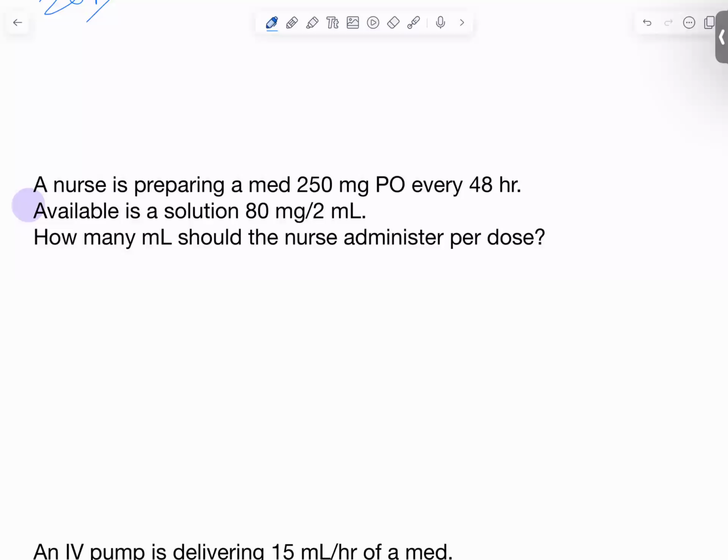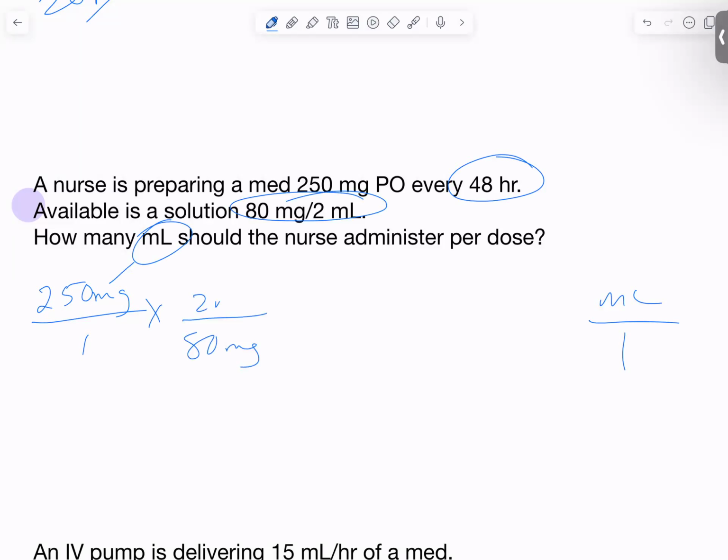All right. So I found my own transcription error. Yes, it's 6.3 milliliters. So the doctor ordered 250 milligrams. That's my given. We're going to give that to the patient every 48 hours, every 2 days. I'm going to put that over 1, and it's asking us to solve for milliliters. So I've got to get rid of milligrams, and that's easy enough. It's right in my problem. So 80 milligrams in 2 milliliters. Beautiful. So 250 times 2 is 500, and 80 times 1 is 80, and that will give me 6.25.